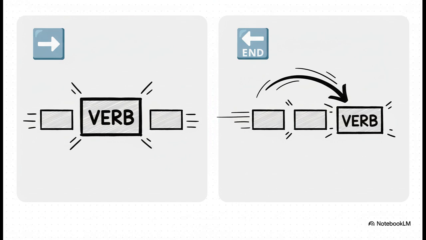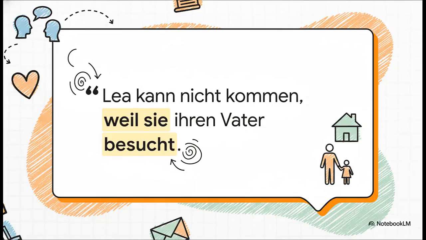With Denn, the verb just stays put in its usual spot. But with Weil, the verb gets kicked all the way to the end of the line. It's a subtle little dance that adds a different flavor to what you're saying. In a real conversation, it would sound like this. Leah can't come because she is visiting her father. By adding that one simple word, Weil, Leah is doing something incredibly human. She's giving a reason, a motivation, and suddenly, we get her. We can relate to her decision.